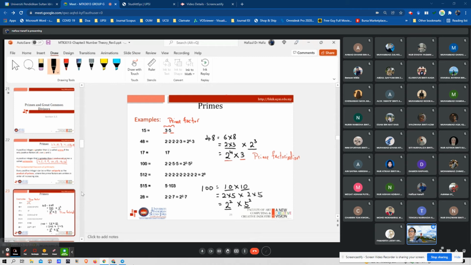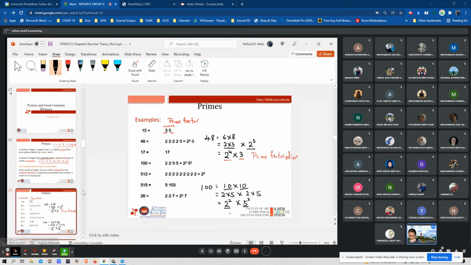Okay, and then we have 48. We multiply 6 by 8, and then we also can have 2 multiplied by 3 times 2 to the power of 3, and then 2 to the power of 4 multiplied by 3 is the prime factorization.